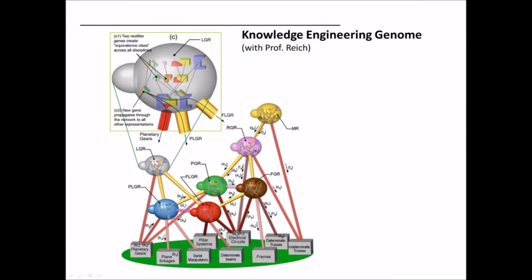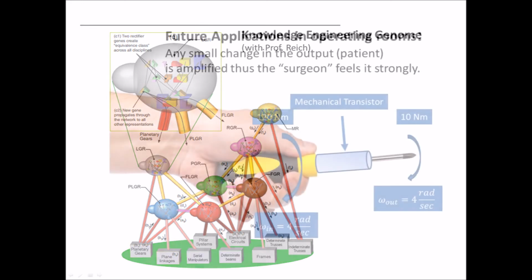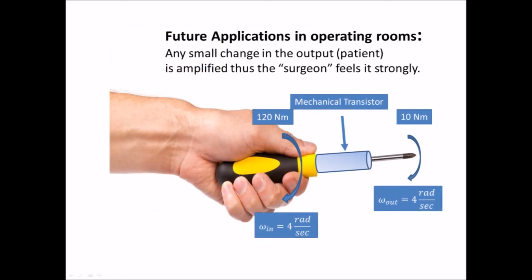This work is a part of a more general project called the Knowledge Engineering Genome that is done with Professor Reich. In the project, we try to classify and sort all of the devices into domains and relate to them as genes. A future practical application of the mechanical transistor can be used in operating rooms. Any small change in the patient is amplified, and the surgeon feels it strongly.